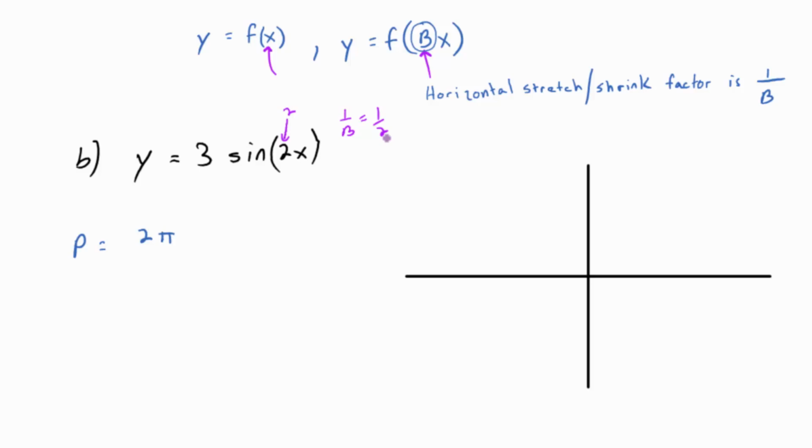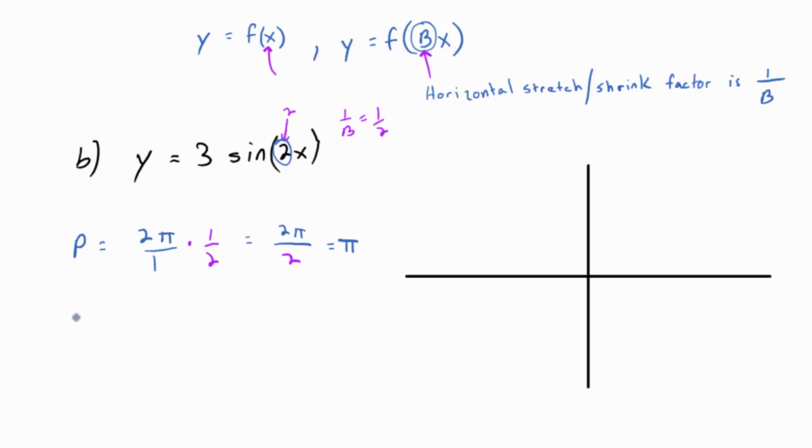So to get our new period, we multiply the normal period of the sine function by 1 over b, by 1 over 2. And if you multiply straight across, that's the same as taking 2 pi, the regular period of the sine function, and dividing by b, which is 2. Let me do that in purple to color code this. And so what do you get for your new period? Pi.